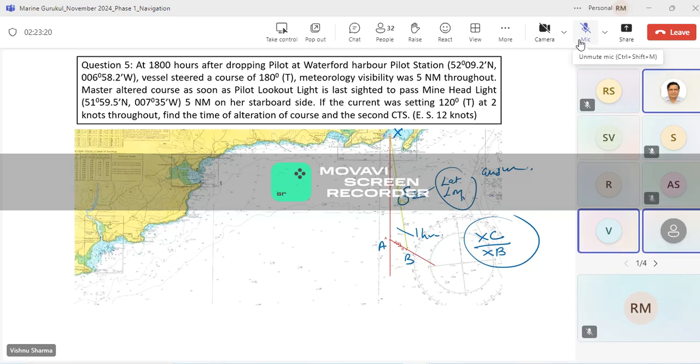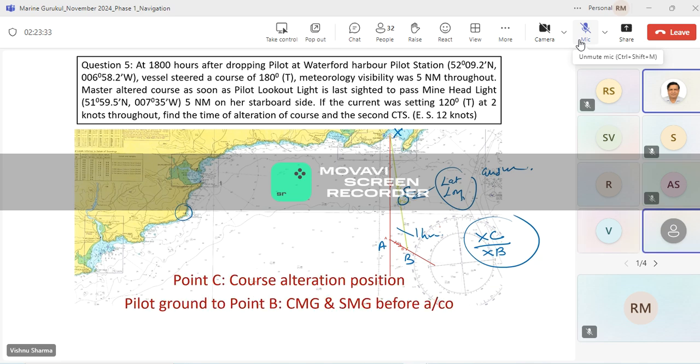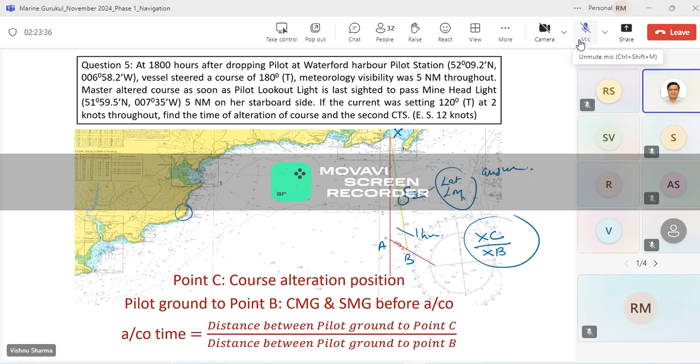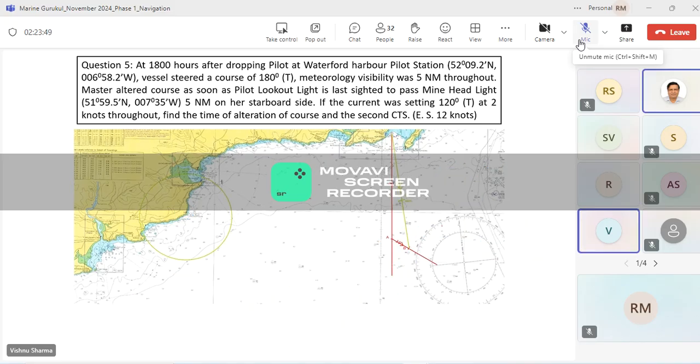So what do I do next now? That you should be knowing from earlier learning, the very basic part. Draw a red circle of 5 miles. Very good. Here is the mine head, so you'll draw a circle of 5 nautical miles. So C is the alteration point, and alteration time will be the distance between the position and point C divided by the distance between the position and point B, which is the speed made good. Now, we draw this circle. You don't have to draw this one because it has to be on the port side.